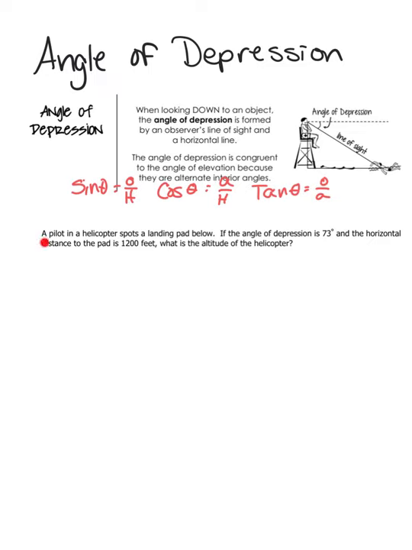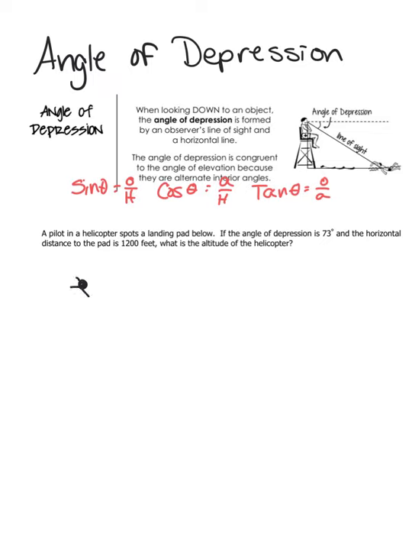Okay, so this one says a helicopter spots a landing pad below. The angle of depression is 73 degrees and the horizontal distance to the pad is 1,200 feet. What is the altitude of the helicopter? So we need to know a few things. First of all, we need to know that my helicopter is usually in the sky. Not going to draw a helicopter for you.